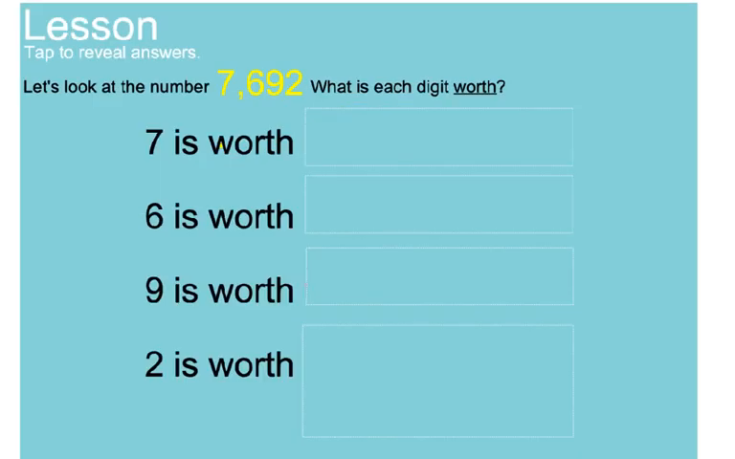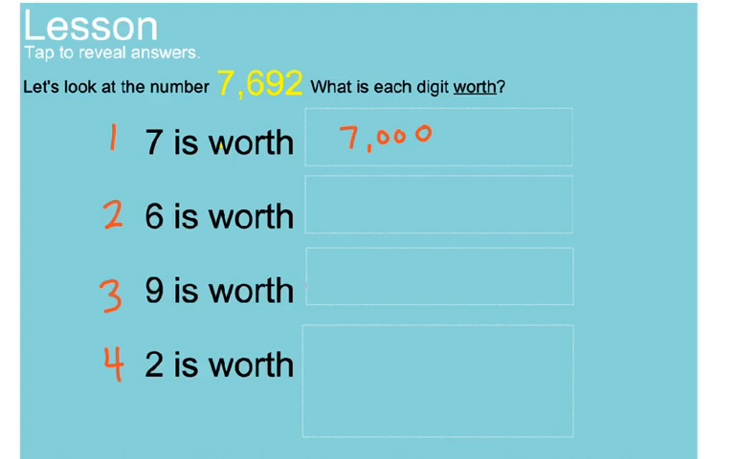So I'd like you to number 1 to 4 on your whiteboard. We're going to go ahead and look at the number 7,692. I want you to tell me the value of each number as it is listed. So a number 1, what is the value of the 7? Write it. You can hear it, 7,692. So the value you should have written down is 7,000.